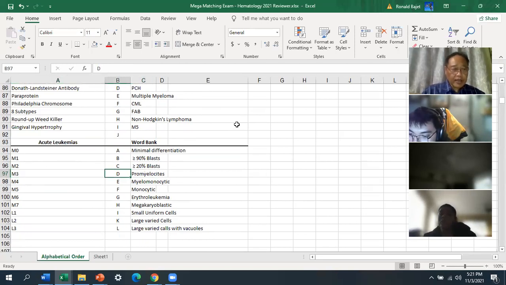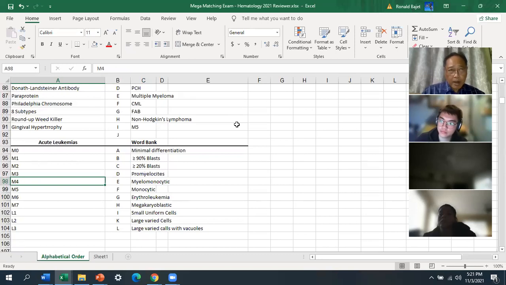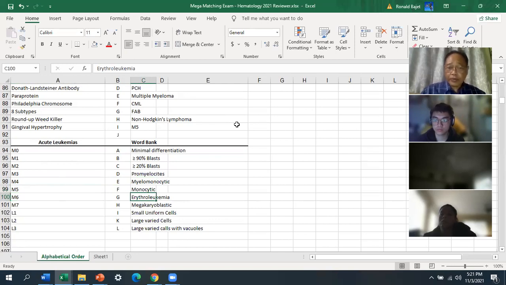M3 is promyelocyte. M4, 4 syllables, myelomono is myelomonocytic leukemia. M5, mono is monocytic. M6 is erythroleukemia. That's not in here, but it's erythroleukemia. And M7 is megakaryoblastic leukemia. And then the L1, L2, and L3 correspond to small uniform, large varied, and then large varied with vacuoles. So each term on the left is already properly matched to the term on the right.